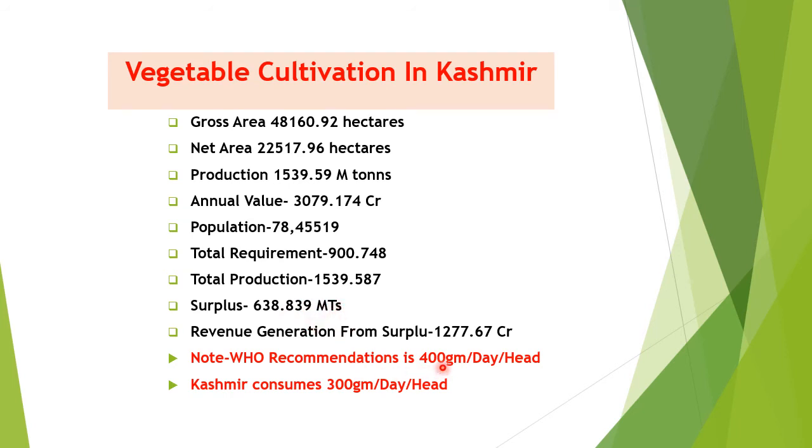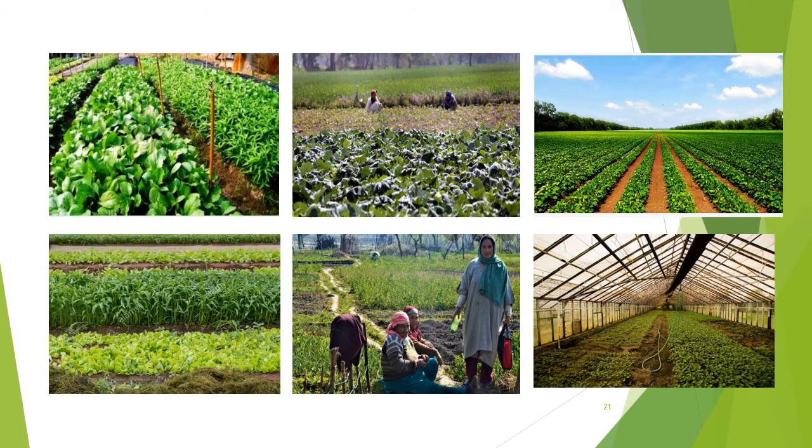Revenue generation from surplus is 1.1277.67 crores. Note, the World Health Organization recommendation is 400 grams per day per head. But you'll be surprised, Kashmiris consume 300 grams per day per head. That's why we have a surplus of vegetables available in the Kashmir Valley. So these are some of the nurseries which are growing vegetable seedlings in Kashmir as well as in Jammu.